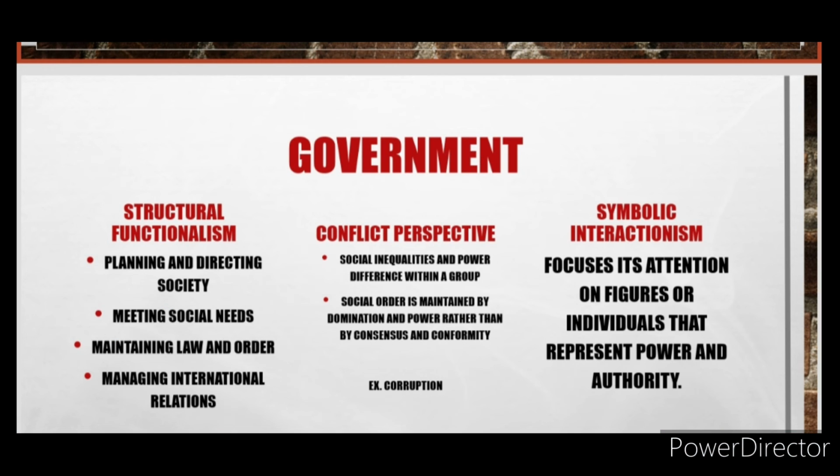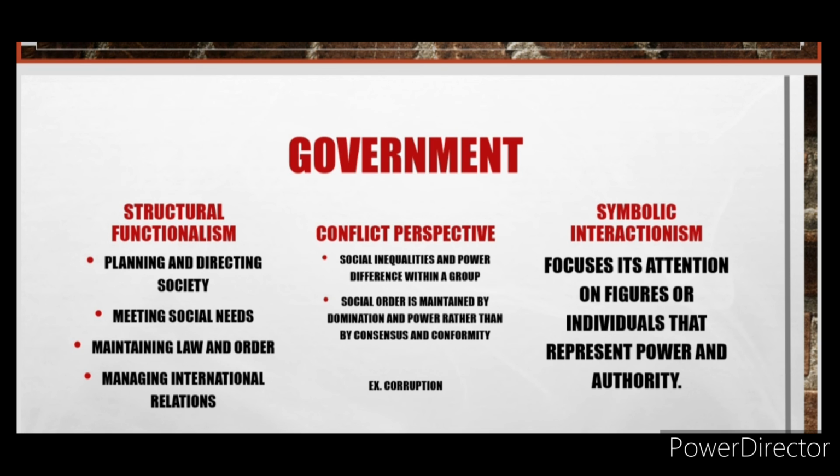Government. What is government? Government is the political system by which a country or a community is administered and regulated. So, what is the purpose of government? The purpose of government is to socialize people to be good citizens, to regulate the economy, and to provide necessary services for citizens. These are the structural functionalism of government.